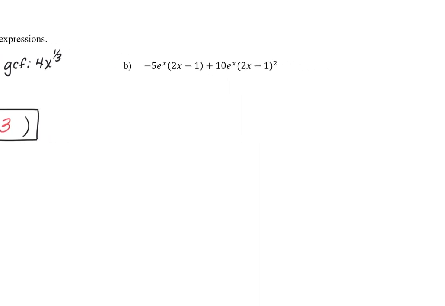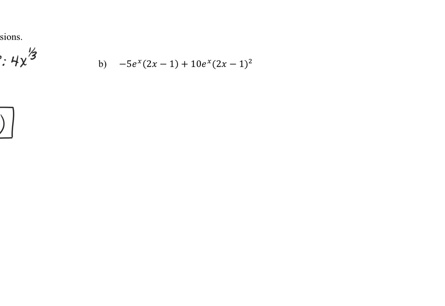Let's take a look at B. So B is another problem that also has two terms. I'm going to underline the terms here. We have a term here and a second term here. Remember, terms are separated by addition and subtraction. So this addition here is separating these two terms.